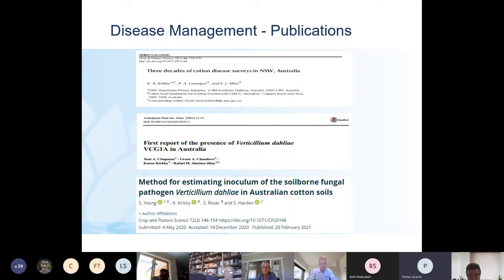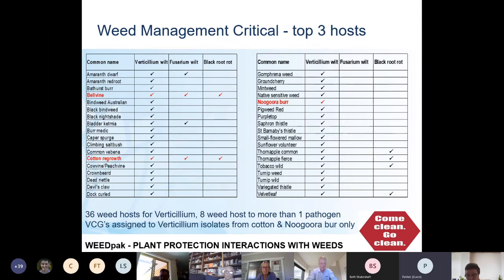Linda also touched on the weed management. This graph was taken from the work that Peter Lonergan and I reviewed. I think it was back in 2015 in the old weed pack. So if you have a look at that, but the important point from this table is there's 36 weed hosts for Verticillium. 8 of them host more than one pathogen. So we're looking at Verticillium and/or Fusarium, or it might be a host for Verticillium and black root rot diseases to occur in your fields.